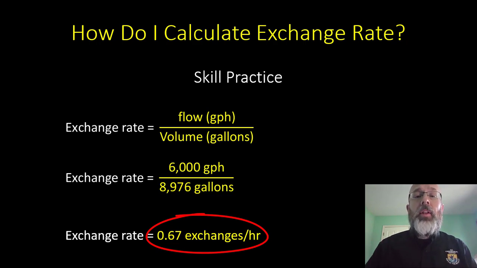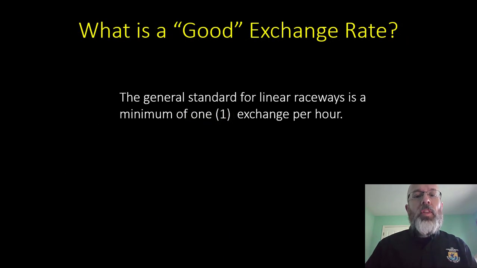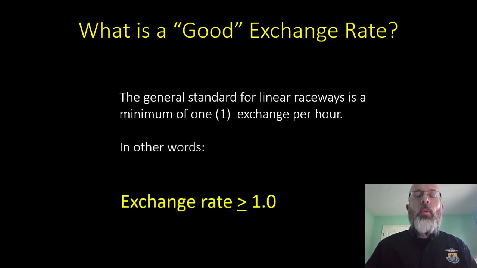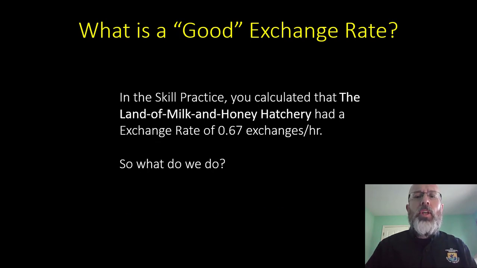So now we know how to calculate exchange rate. But so what? What is a good exchange rate? Well, the general standard for linear raceways is to have a minimum of 1 exchange per hour. In other words, we want our exchange rate greater than or equal to 1.0. Now in the skill practice, you calculated that the Land of Milk and Honey Hatchery had an exchange rate of 0.67 exchanges per hour. That's less than 1. So what do we do?